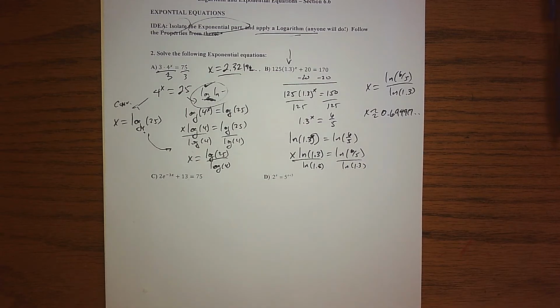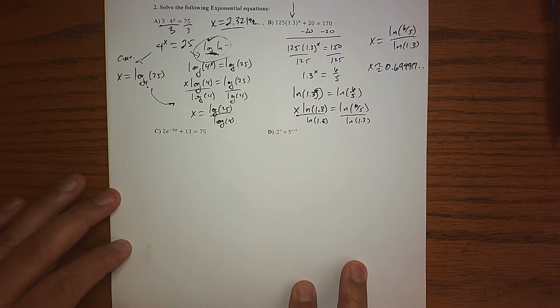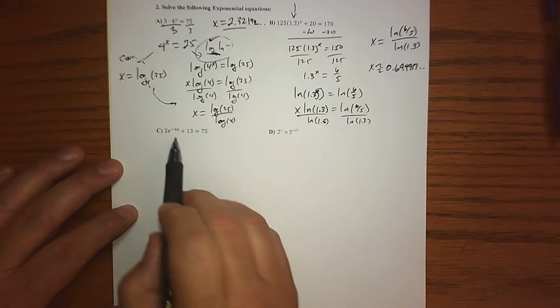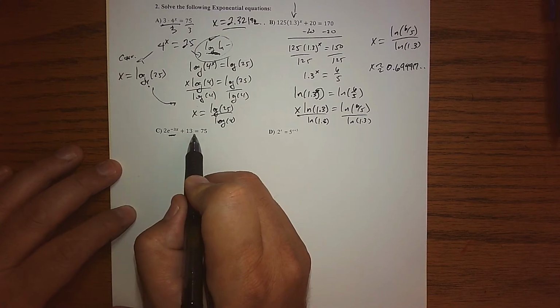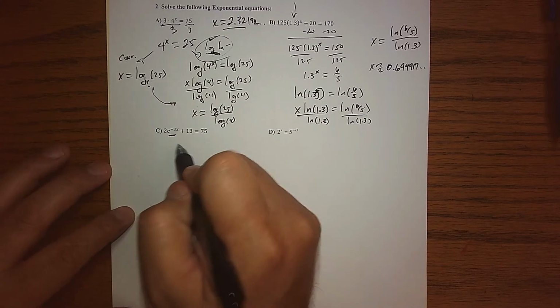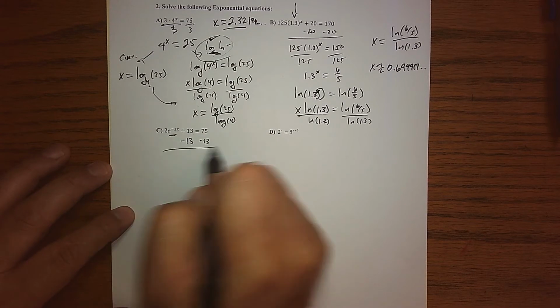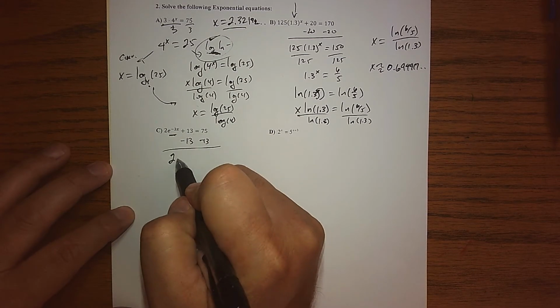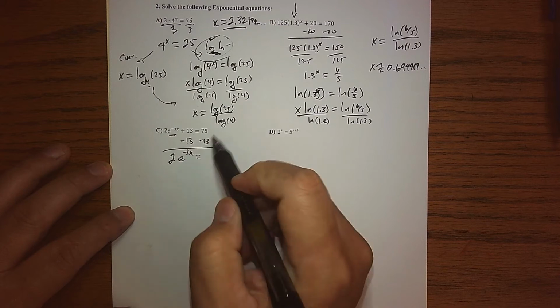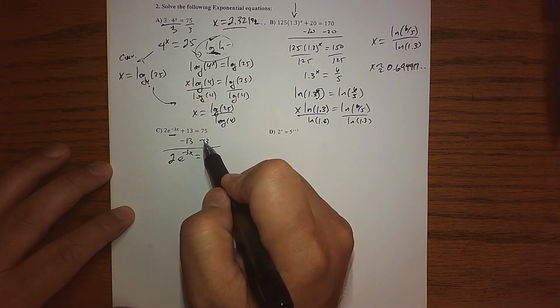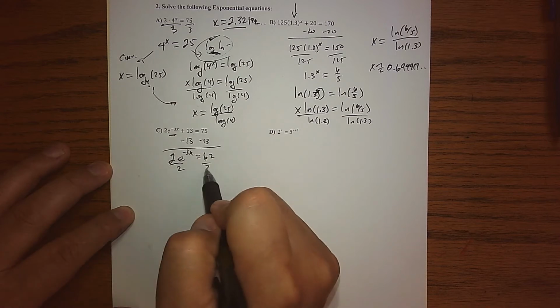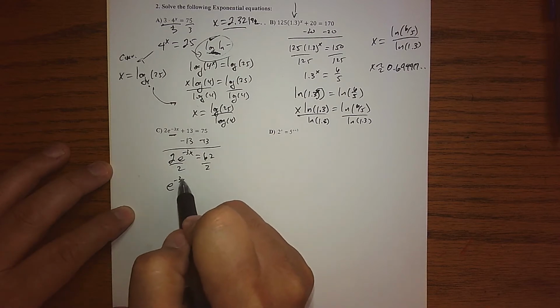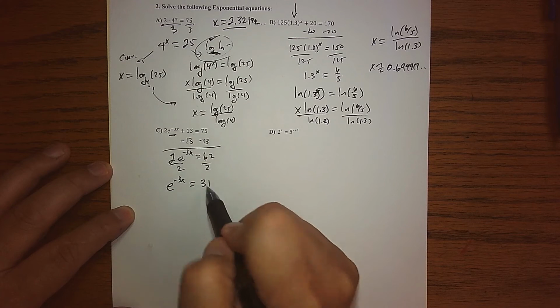Okay, so let's just keep doing some more. The next one again is very similar to B. There's our exponential part right there, but there's a lot of other moving parts. So treating it like a linear equation, I'll first subtract 13 from both sides. We get 2e to the negative 3x equals, I believe that's going to be 62. Divide both sides by 2, and we get e to the negative 3x equals 31.